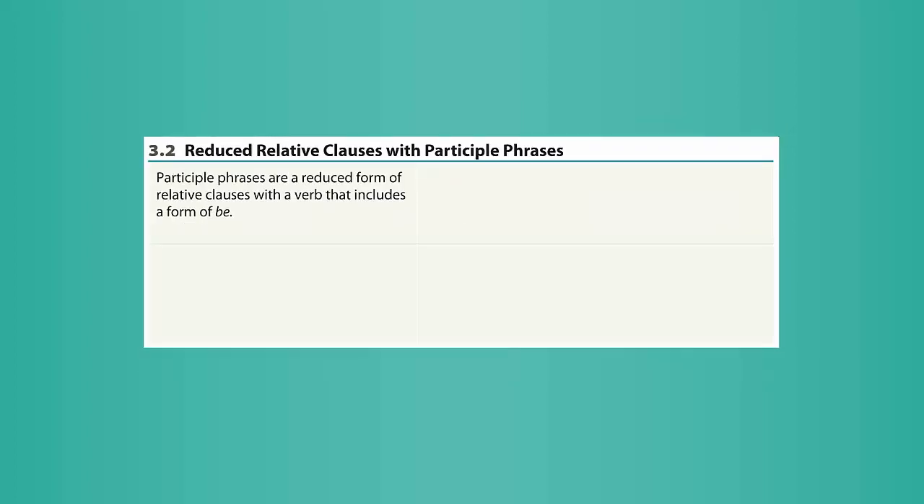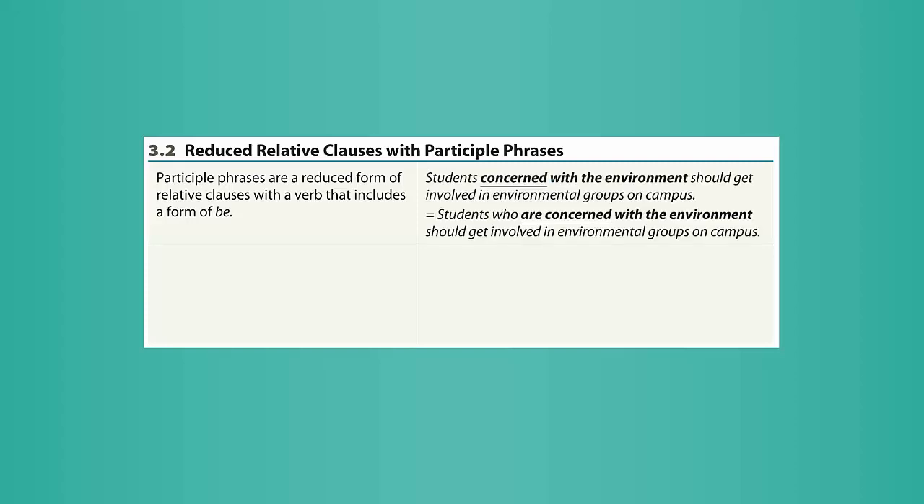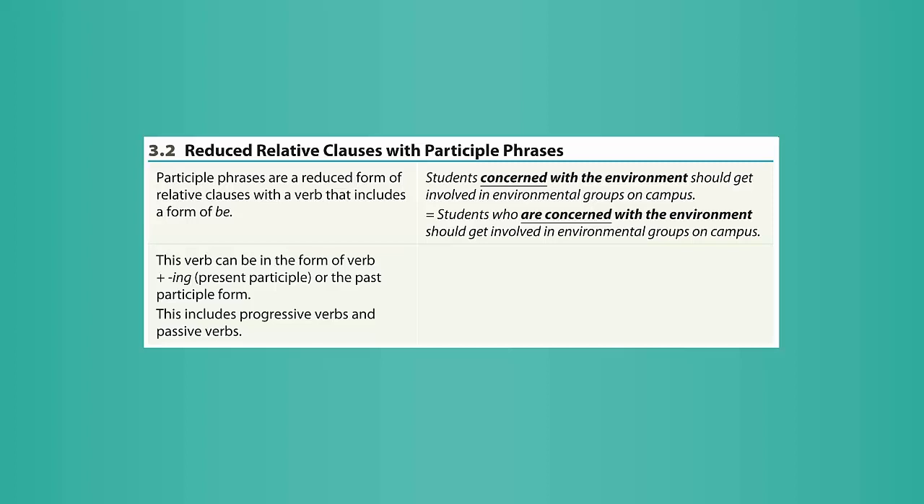Now we are going to review how to reduce relative clauses with participle phrases. Participle phrases are a reduced form of relative clauses with a verb that includes a form of be. For example, students concerned with the environment should get involved in environmental groups on campus. That is the shortened form of students who are concerned with the environment should get involved in environmental groups on campus. And remember that this verb can be in the form of -ing verb, present participle, or the past participle form. This includes progressive verbs and passive verbs.